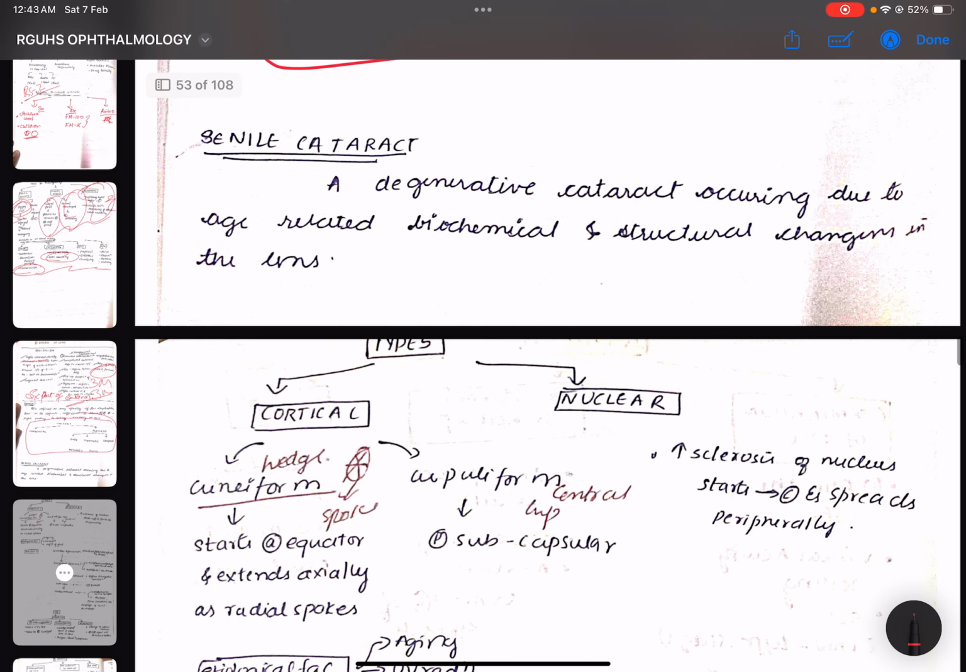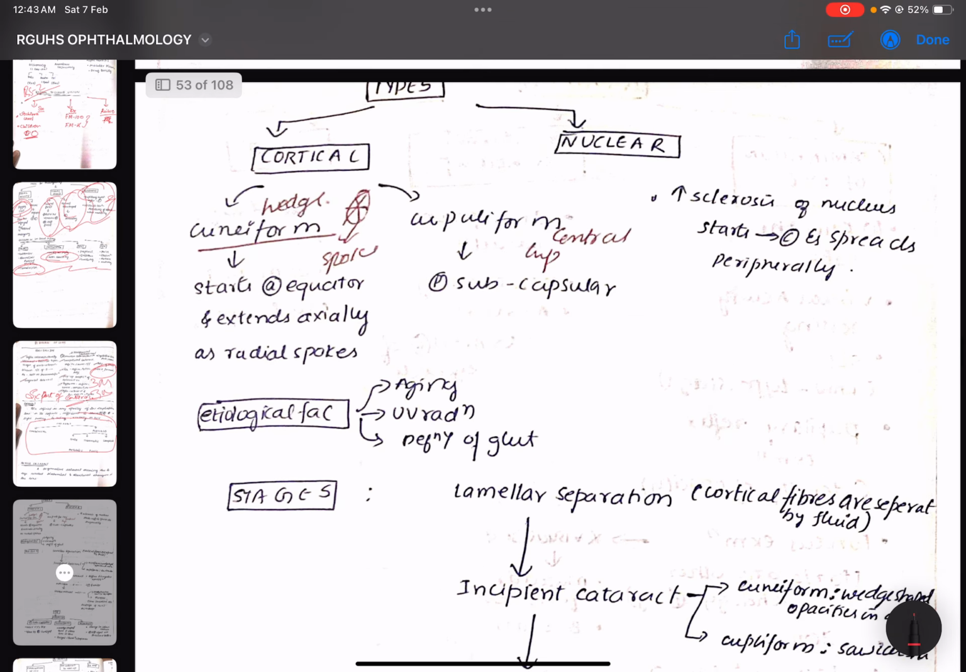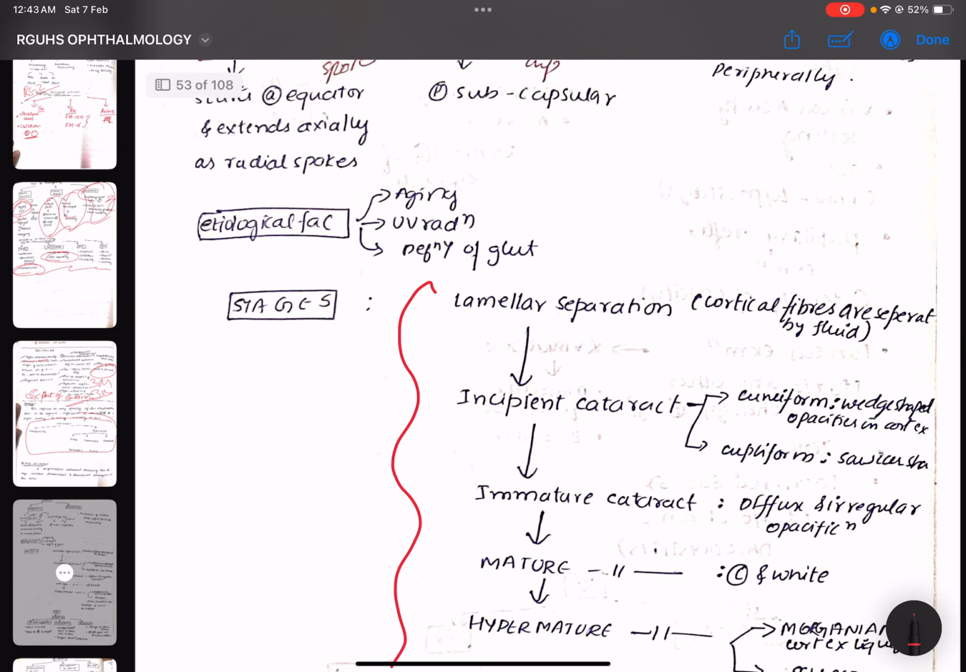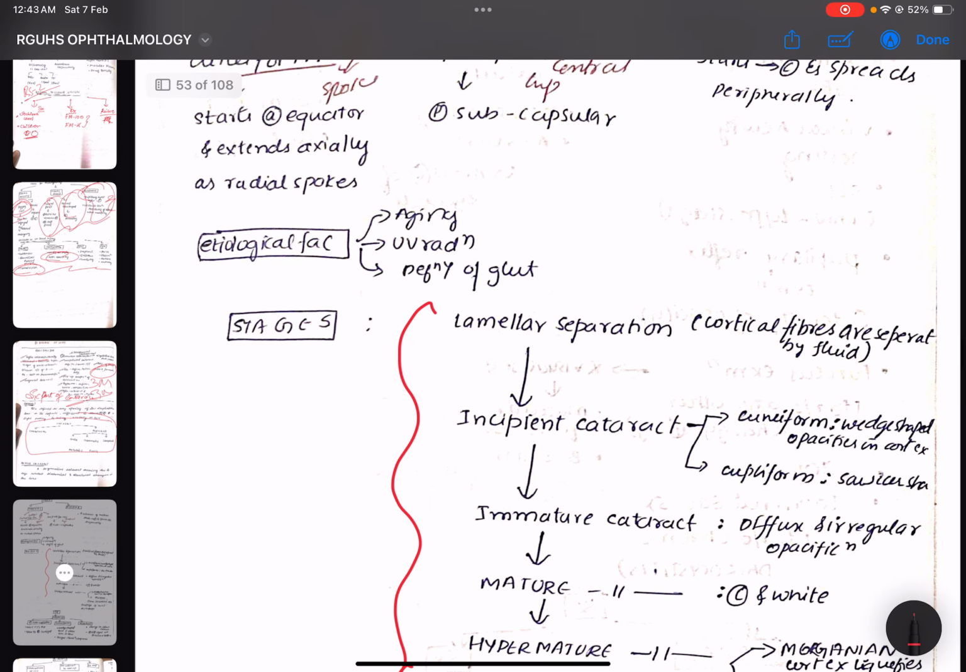And again, the major thing is about senile cataract, for which you need to know the pathogenesis. Again, these are the stages. Okay. You all know cortex and nucleus. Again, you might have cortical fibers which are getting separated by fluid. Again, you might have cuneiform cataract or cupuliform cataract based on how it looks.